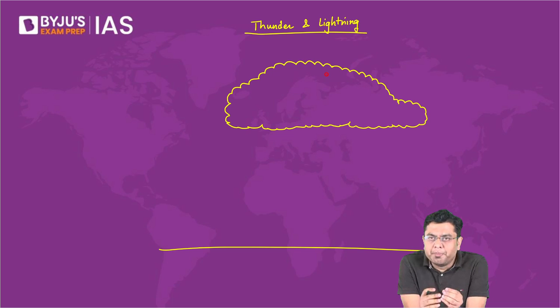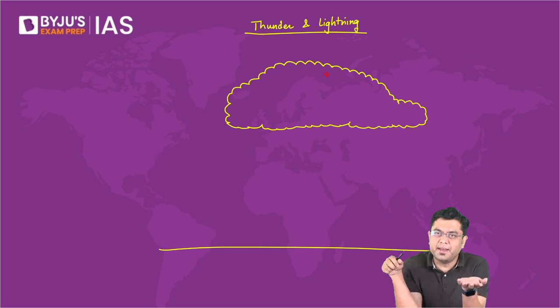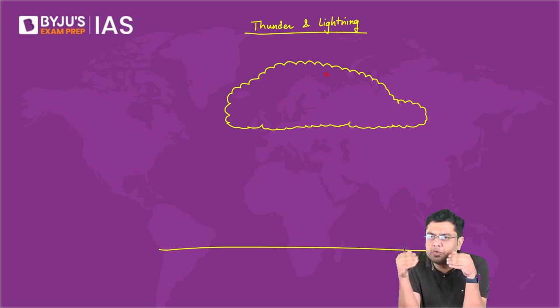So, for example, if you have conducted that experiment at your class 6 level where you have, let's say, a plastic scale, and you rub it against a woolen cloth, it develops a charge, because whenever particles rub against each other, they end up developing a kind of charge.